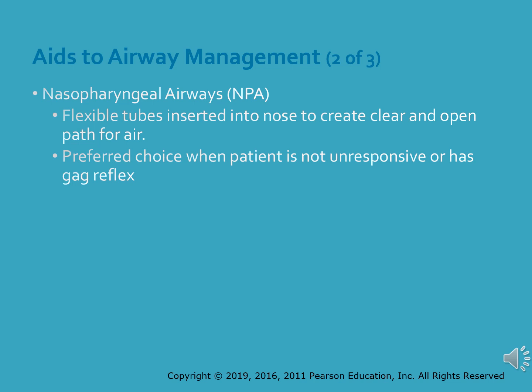The nasopharyngeal airway, or the NPA, is a soft, flexible tube that is inserted into the nose to create a clear and open path for air. It is the preferred choice when the patient is not totally unresponsive or has a gag reflex. An NPA is easy to insert because you do not have to reposition the patient's head or pry open the mouth. If there is any injury to the mouth, teeth, or oral cavity, the NPA will still provide an open airway for the patient.